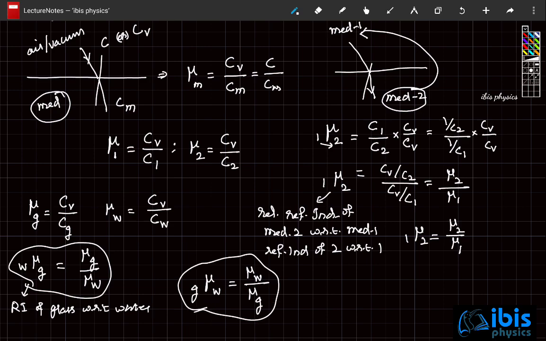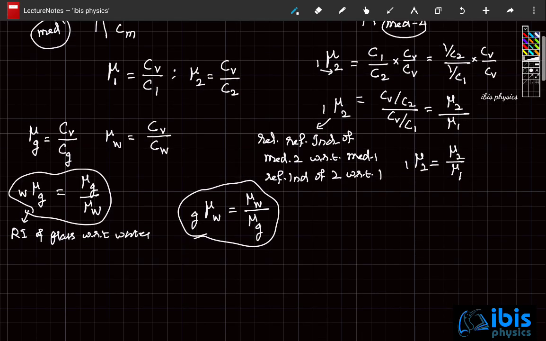So this is how we define absolute and relative refractive indices. Again I am telling you, remember this: the refractive index of 2 with respect to 1 means the refractive index of 2 by the refractive index of 1. What is the refractive index of 1? Medium 1, it is the velocity of light in vacuum by the velocity of light in medium 1. What is the refractive index of 2? The velocity of light in vacuum by the velocity of light in medium 2.